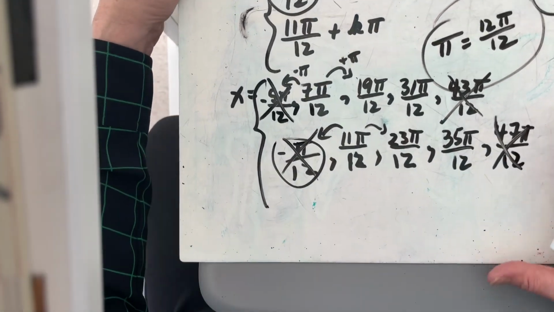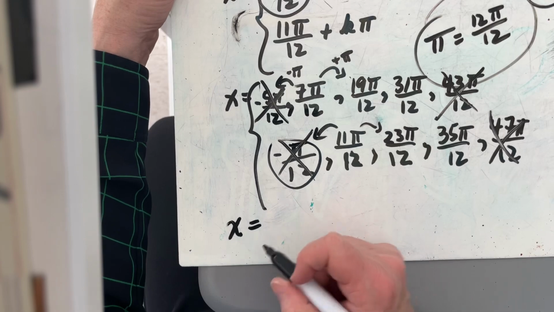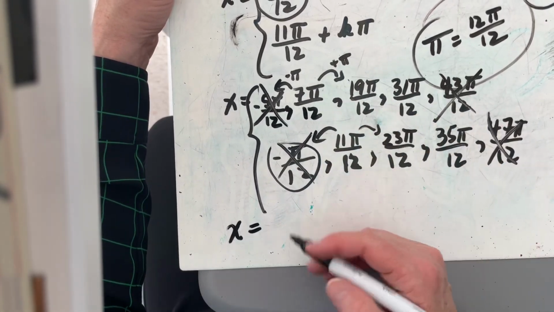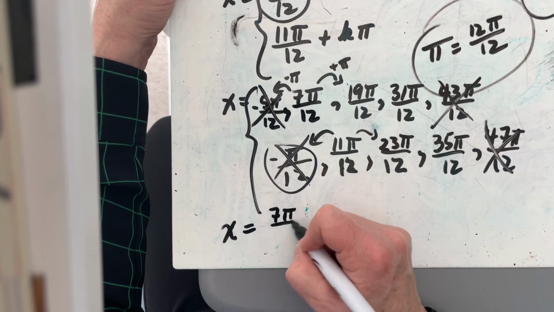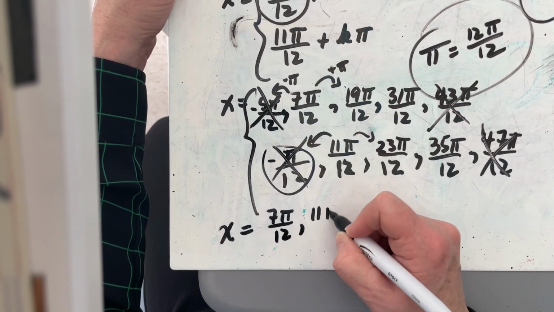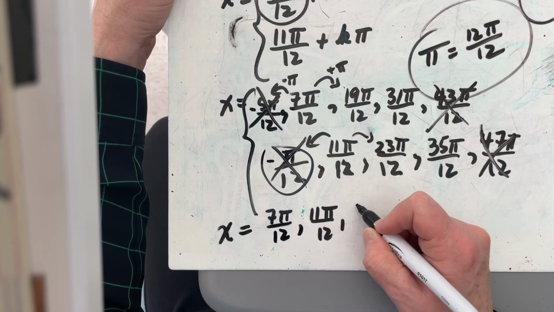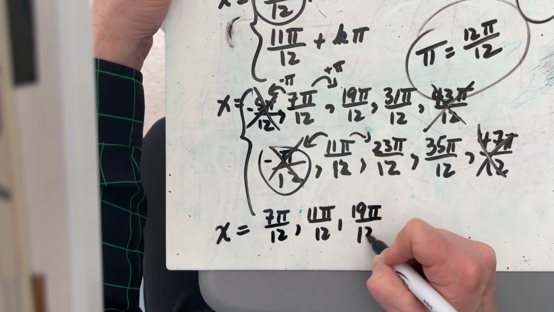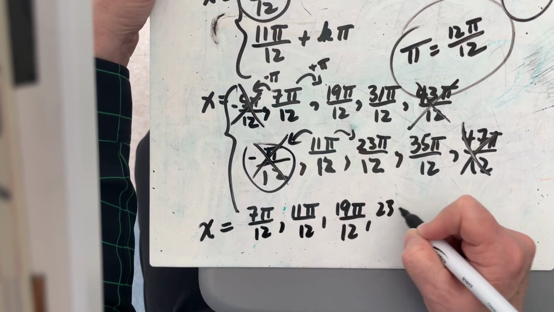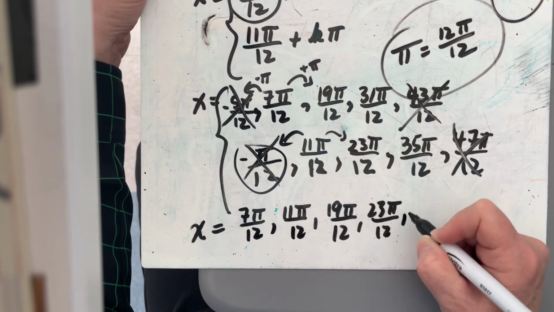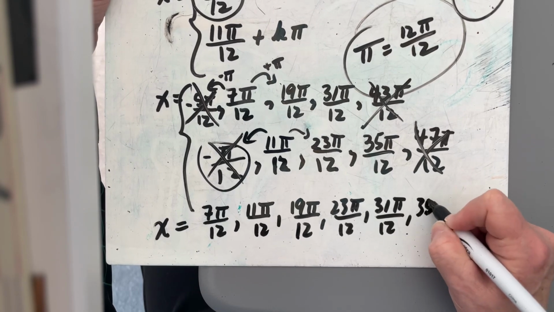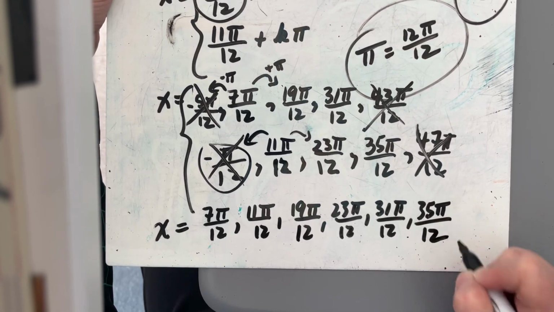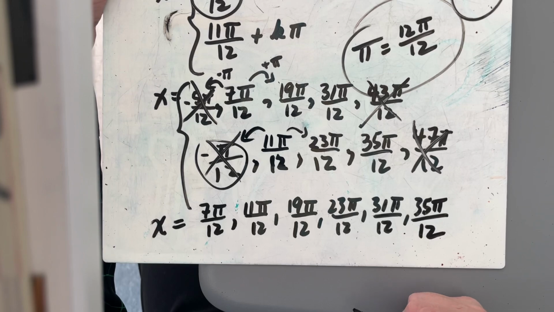So our final step is to write all of the answers. We've got 6 answers here. They should be written in order from smallest to largest. So we'll do that. 7 pi over 12, 11 pi over 12, 19 pi over 12, 23 pi over 12, 31 pi over 12, and 35 pi over 12. So 6 solutions there, and that's the end of that question.